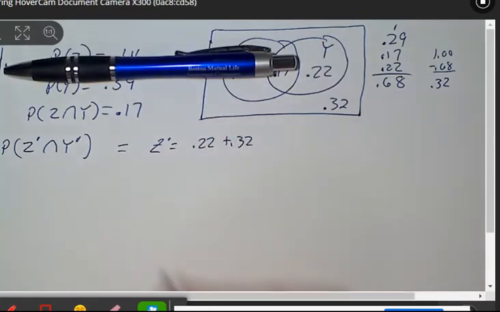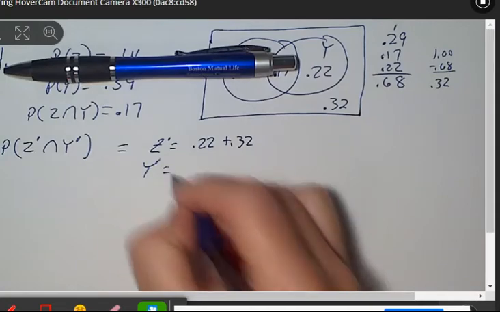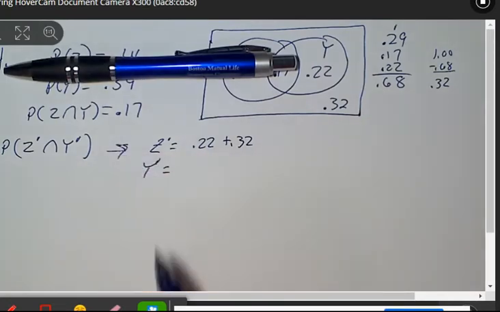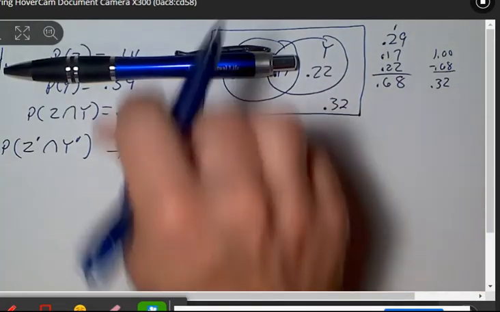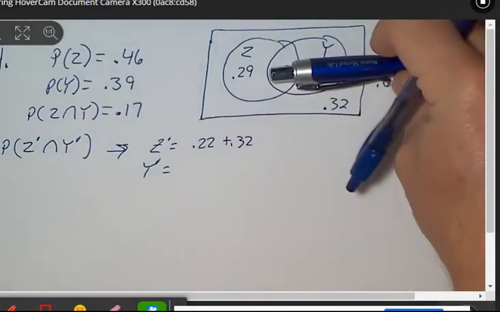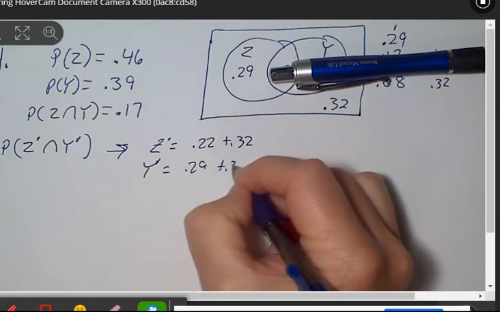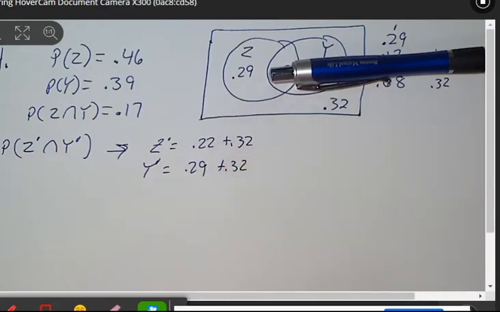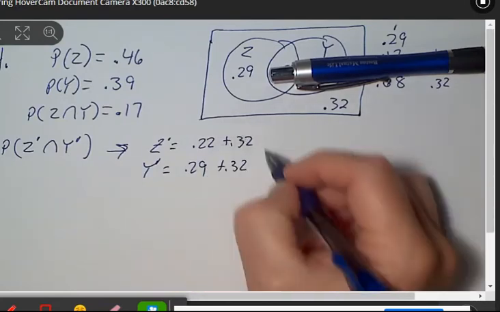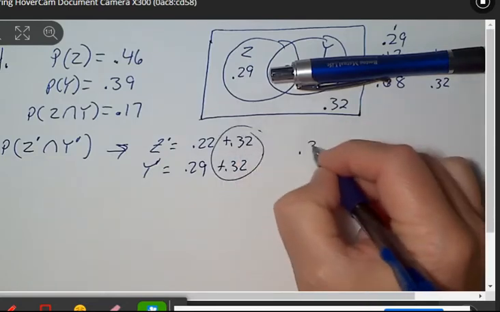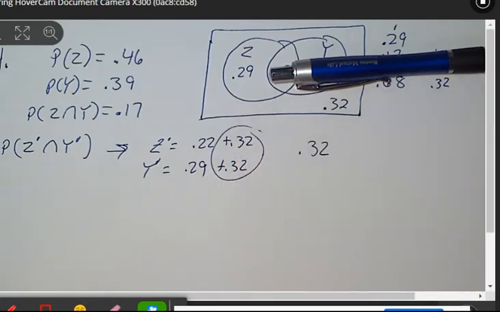And if you want to do the intersection, if you just write down the two different parts here: if we take Z prime, which is everything that's here, and if we take Y prime, which is everything that's here, the intersection is going to be just what they have in common. So that would be everything that's here. So then the intersection would be 0.32.